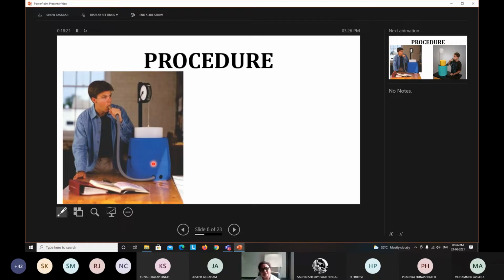Such recordings you have to repeat twice or thrice. Maybe one recording may not be so reliable. So a minimum of 3 recordings you should take and note down. This is the simple procedure of recording vital capacity.